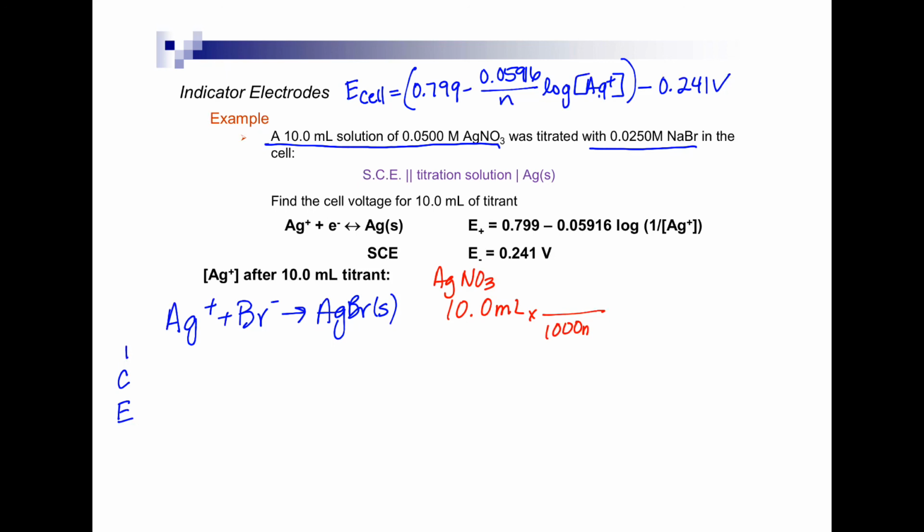I'm going to use the molarity. I'm going to do a little shortcut here. I'm just going to use 1,000 milliliters instead of a liter. And then I'm going to do the same thing for the sodium bromide. I have 10 milliliters and the molarity is 0.02. Oh, got too many zeros in there.